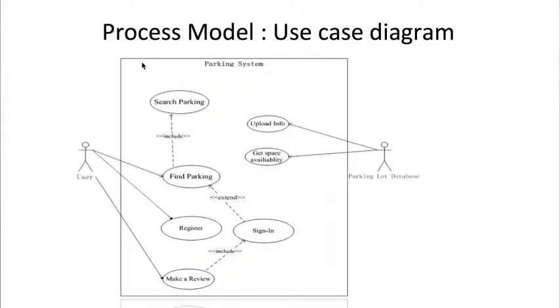In the use case diagram, the users can search parkings and from the parkings, they also can register and make reviews. The parking lot database needed to upload the info and update the space availability. In the use case diagram, the primary use case is find parking.